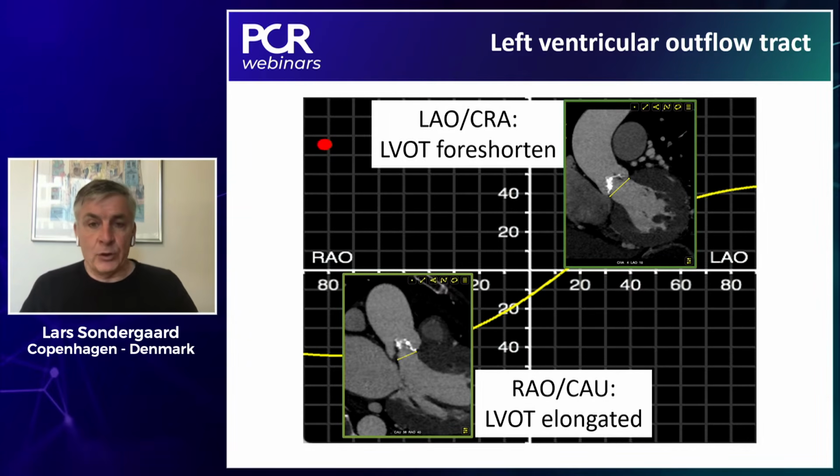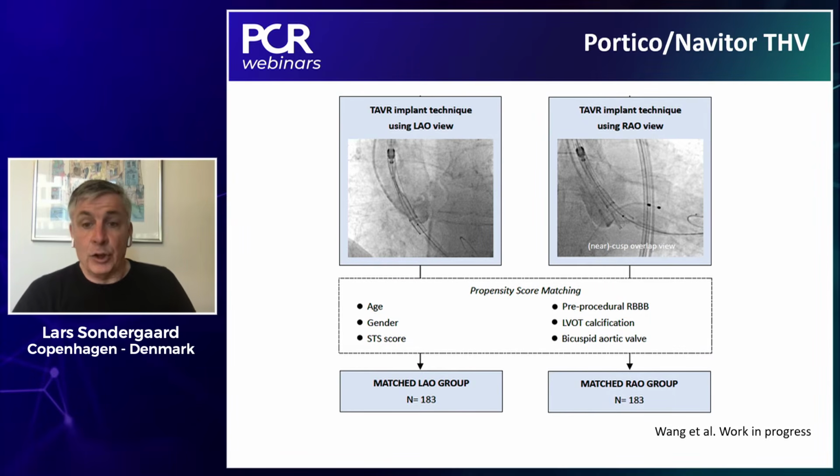A final thing, which is also an advantage of working in this RAO caudal projection, is that the left ventricular outflow tract is going to be elongated. You're going to look at it straight from the side, and you don't have the angulation you have when you're working in an LAO cranial projection, where it's going to be foreshortened. So these are the features why now almost everyone has moved away from using an LAO projection for valve implantation towards a cusp overlap view down to the RAO caudal, to have a much better understanding of how deep you implant these valves. Does it work?